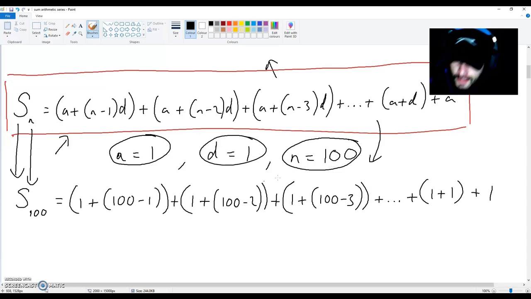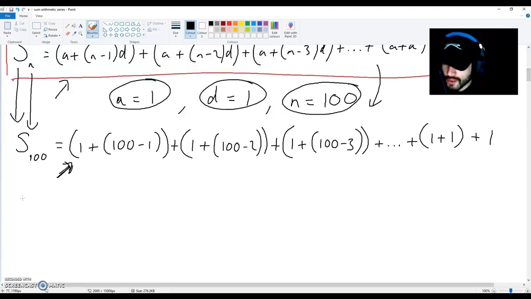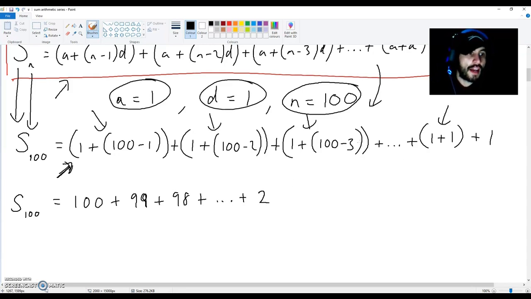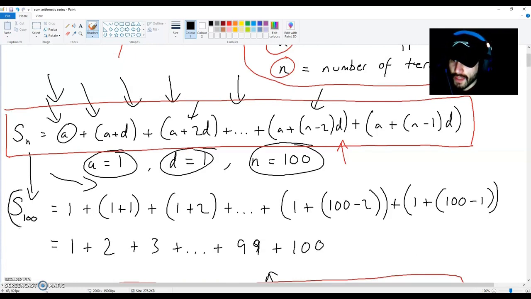So this up here is this below when we say that a is 1, d is 1, and n is 100. Now let's simplify this equation over here to see what we get. So we have S100, because n is 100, is equal to what's inside these brackets. That's 1 plus 99, that's 100, plus what's inside these brackets, which is 1 plus 98, which is 99, plus what's inside these brackets, which is 1 plus 97, which is 98, plus dot dot dot plus what's inside these brackets over here, which is 2, and 1 over here. So we have plus 1. So we know that S100 is this arithmetic series over here. So this is equivalent to what we have up here.